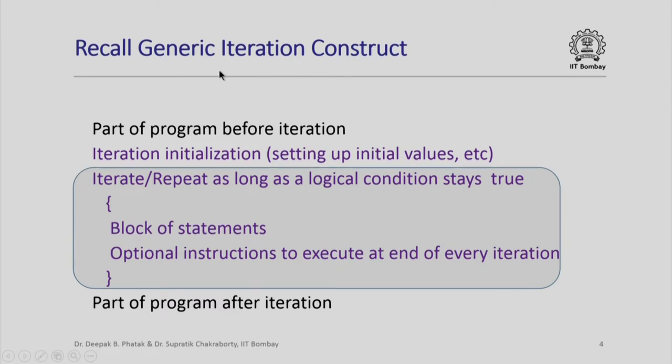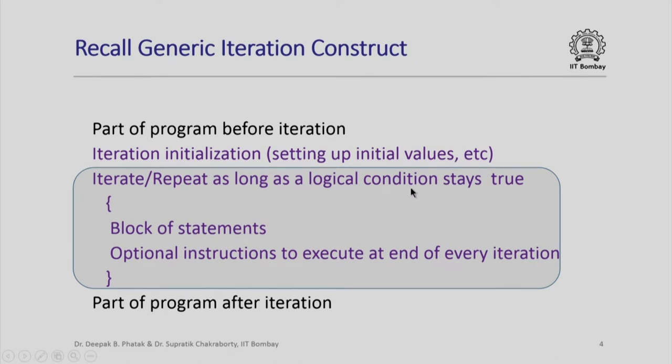Now, recall from an earlier lecture, we had said that the generic iteration construct looks something like this. There is a part of the program that is executed before the iteration, then there is some iteration initialization code which sets up initial values of different variables that are used inside the iterative loop. And then we iterate or repeat as long as a logical condition stays true. And what do we repeat? We basically execute a block of statements, and sometimes we also execute some specific instructions at the end of every iteration. Every time we execute this block of statements, at the end we execute some specific instructions, and then we go back to the beginning of this block and repeat executing it as long as this logical condition stays true.